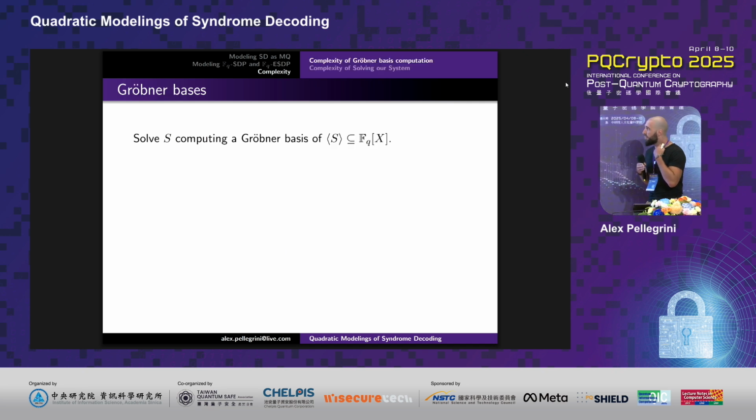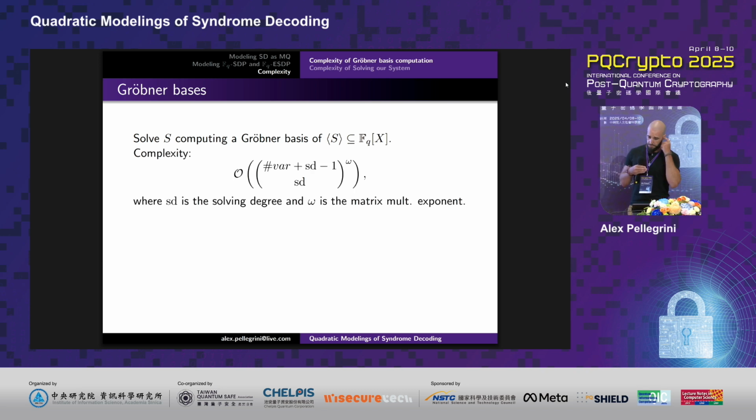So how do we solve a system of equations? We usually compute a Gröbner basis of the ideal generated by the elements in the system. And the complexity of doing this is mainly given by this formula, this binomial with the matrix multiplication constant at the exponent. And we have that SD is the solving degree. How do we compute the solving degree? By computing a Gröbner basis usually, right? So we are getting into a loop.